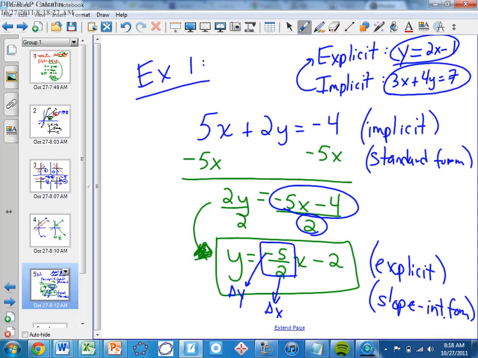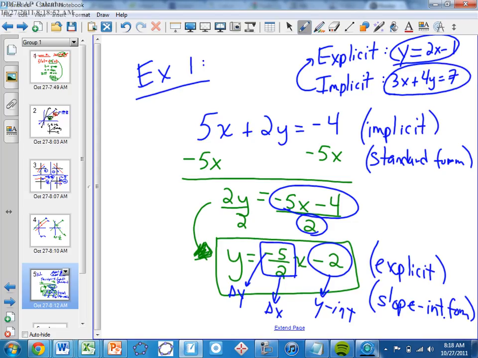And this negative 2, again, represents what? Where you start. Where you start, good, or the y-intercept. Okay? So again, if I were to define the slope here, you're asked to find the slope. Again, the slope is negative 5 halves. The y-intercept is negative 2. Make sure you don't forget that little negative sign. Simple enough? Okay.